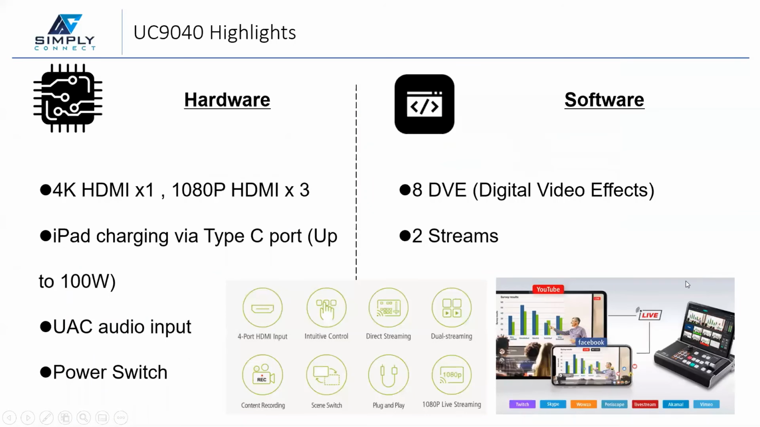Okay, so this is an overview of the UC9040. So it supports 4 HDMI input. It has direct streaming. You can also do dual streaming. So that means you can stream to 2 platforms at the same time. And then you can also do the recording as well. So you do recording using the USB external hard disk. Okay, so it support multiple platform, not only limited to YouTube and Facebook. So anything which support the RTMP protocol to stream out. So you can do streaming using that. So this is something which you can take note of.